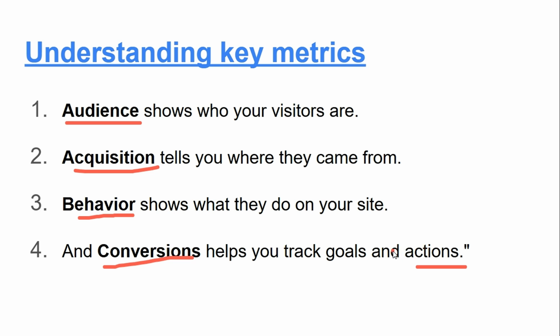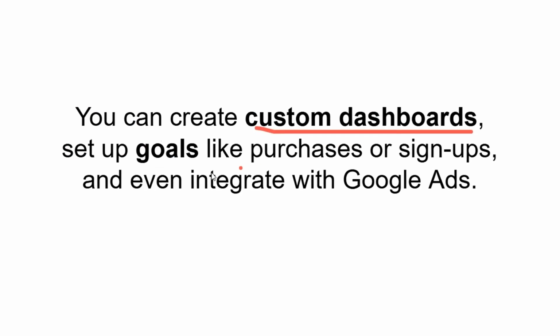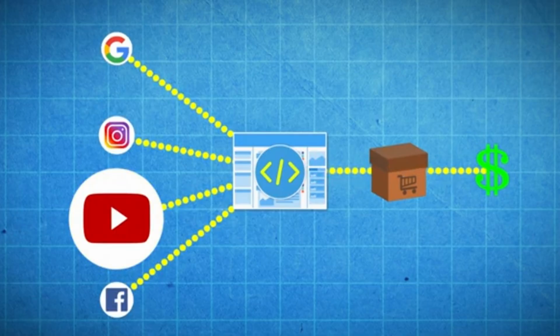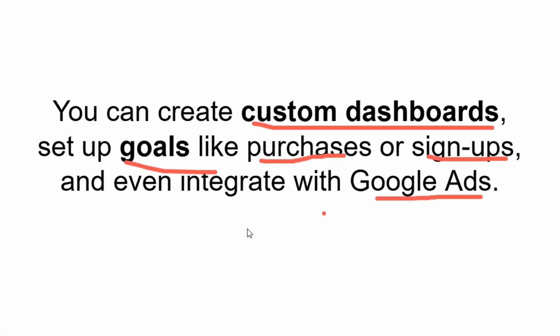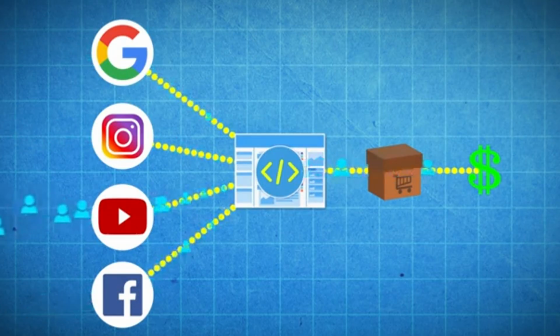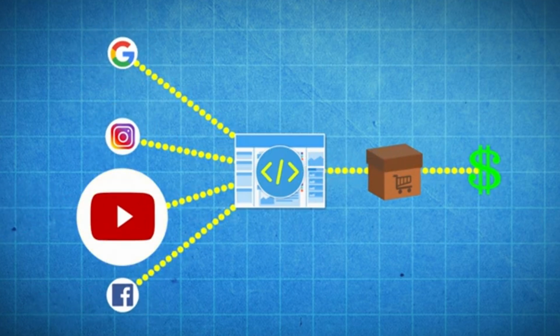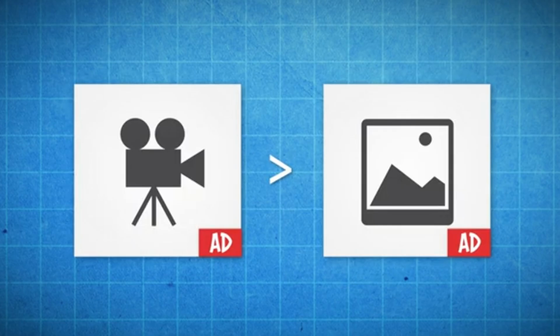If you want to get more advanced, you can create custom dashboards. You can set up goals like purchases or sign-ups. Google Analytics updates your data in real time. So keep tracking in, learn from the numbers, and improve your content or campaigns accordingly.